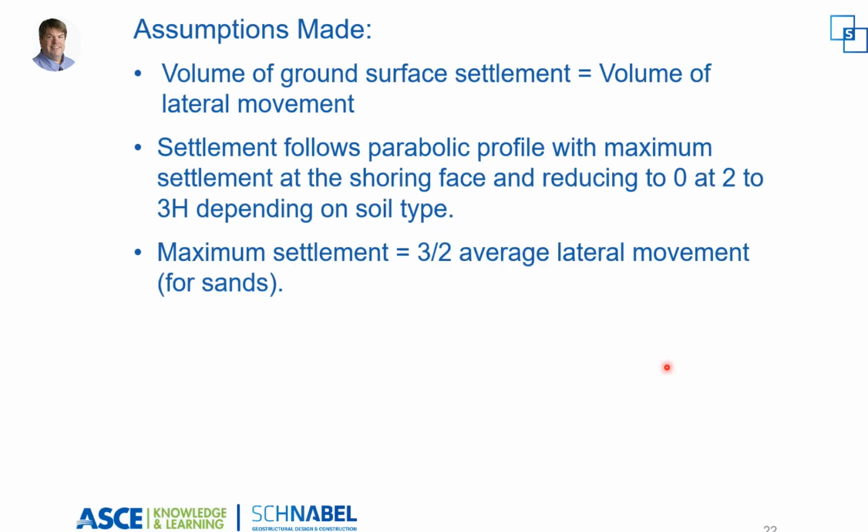So what are some of the assumptions we made when we did the deflection-based design? One is that the volume of the ground surface settlement is equal to the volume of lateral movement. So however much the shoring moved out, that was the volume of the settlement. Two was that the settlement follows a parabolic profile with the maximum settlement at the shoring face, and it reduces to 0, in this case at 2H, but depending on the soil type, it might be as much as 3H. And then the maximum settlement is equal to 1.5 times the average lateral movement. And this is true for sands. It's different for other types of soils.